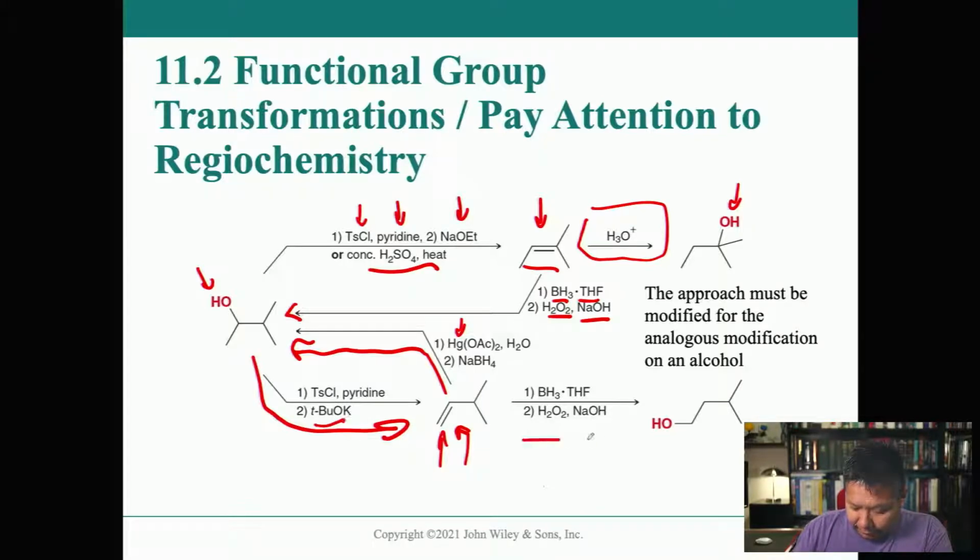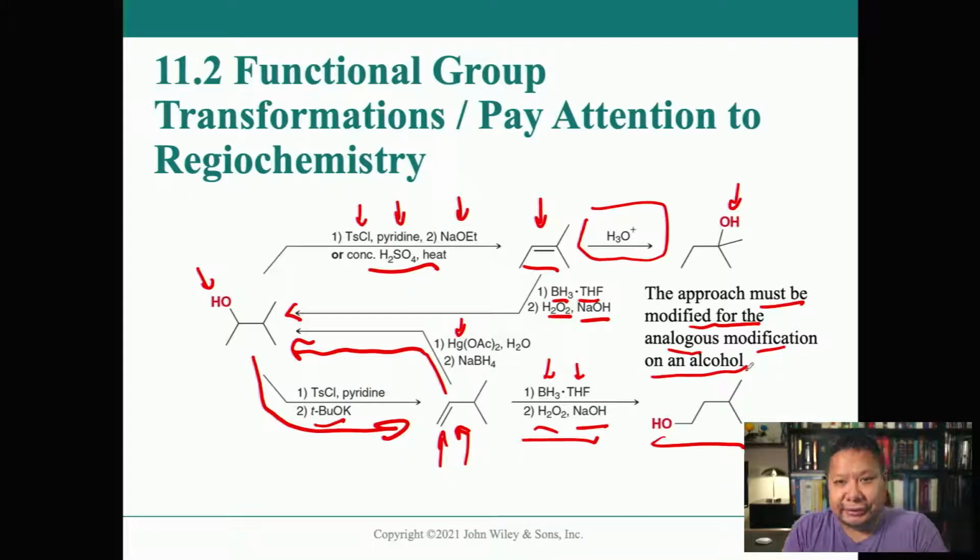And then you can do the borane again, tetrahydrofuran, hydrogen peroxide, and sodium hydroxide, and you'll get the alcohol that's added over here, added to the less substituted end, and also on the Hoffman product side. So the approach must be modified for the analogous modification on an alcohol. Because you can see each one of these reagents does a different thing that can get you closer to what kind of product you want to have.